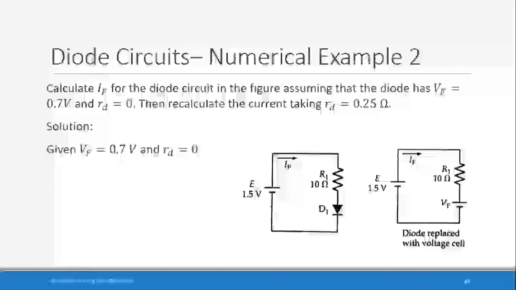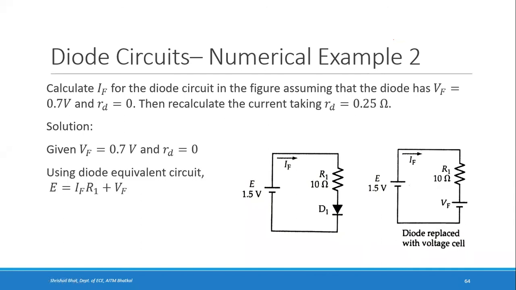So you can use the approximate model, or basic DC equivalent circuit of the diode, where the diode can be replaced with its forward voltage drop, a voltage cell of voltage VF. Just apply Kirchhoff's voltage law again. What will you get? E is equal to the voltage drop across R1, which is IF into R1, plus VF. So what is IF? It is E minus VF divided by R1. If I substitute, E is 1.5, VF is 0.7, and R1 is 10 ohms in this case.